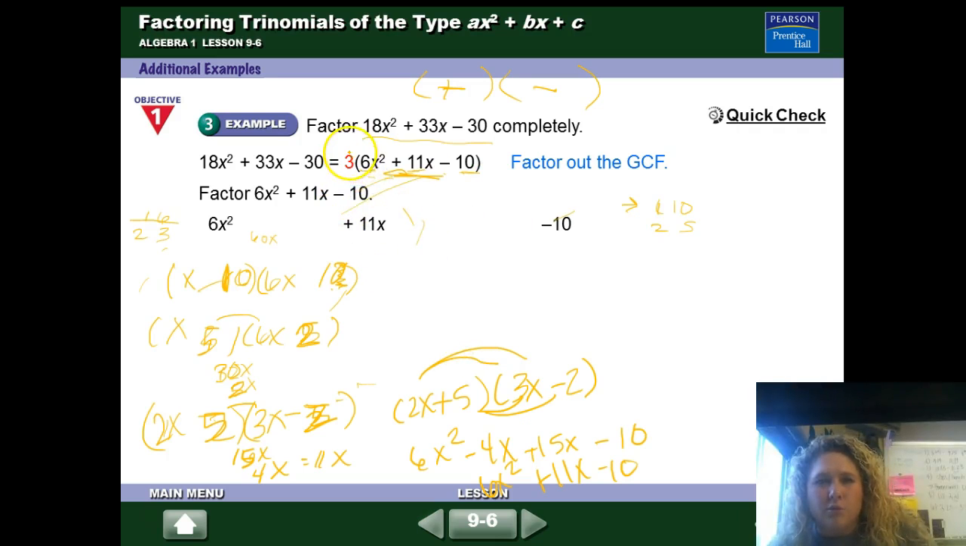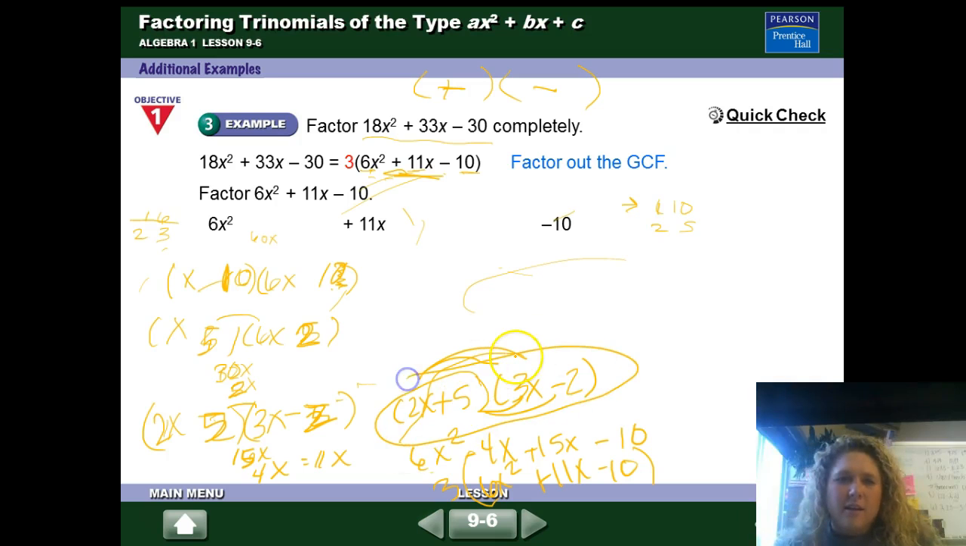Okay, we do still need to include, I guess, that 3 out front. So these right here, oh, I'm struggling today, are the factors that we need. That is all for today.